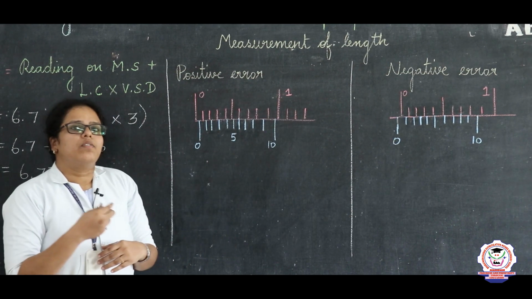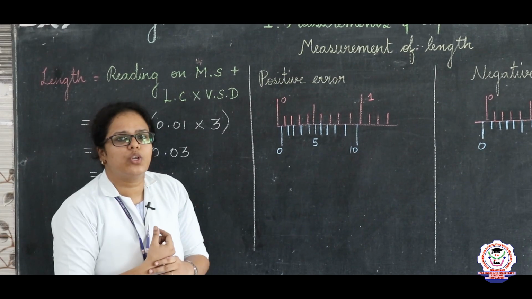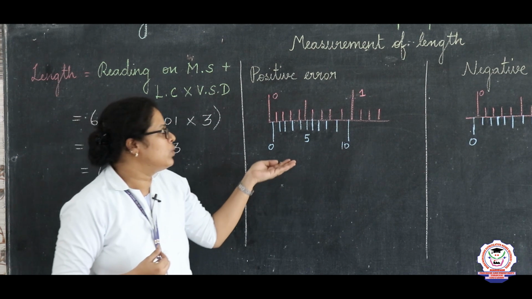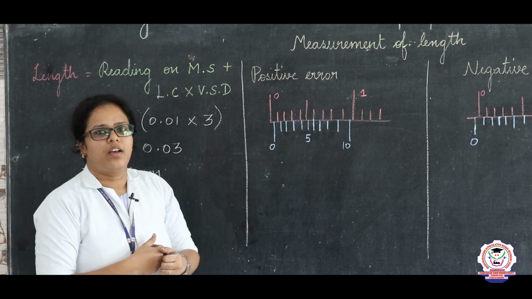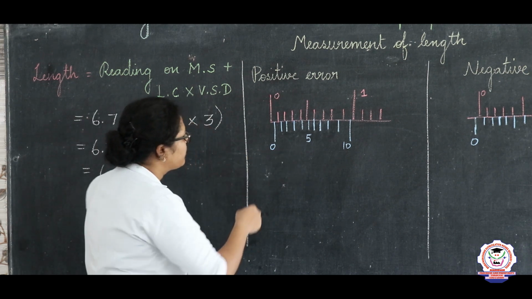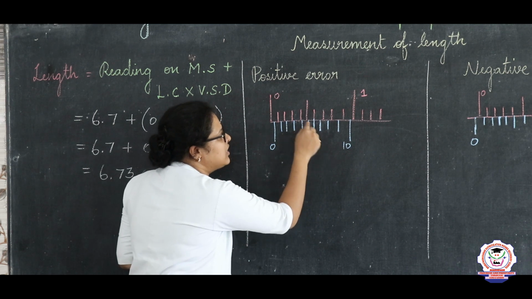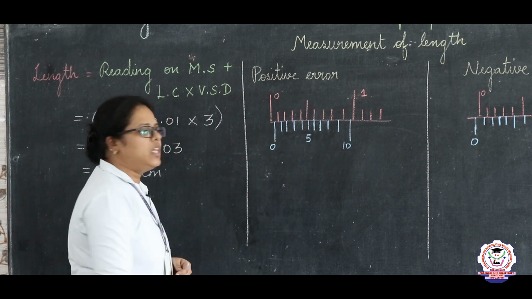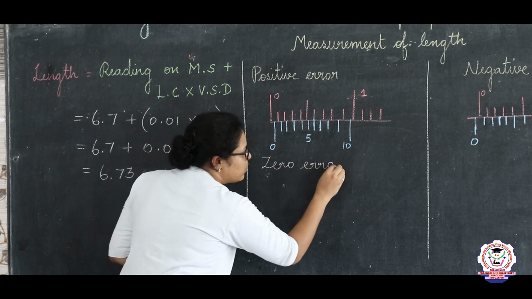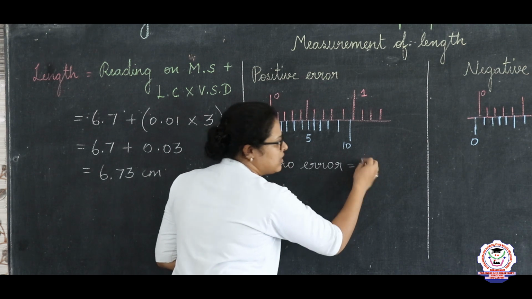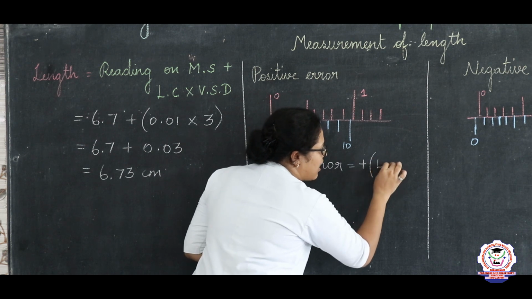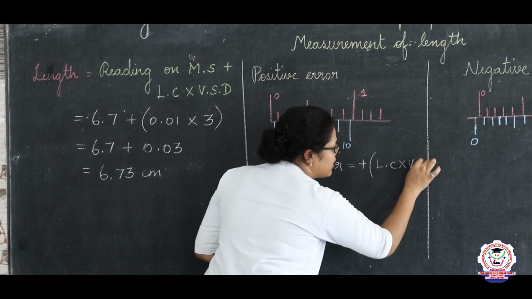What if the vernier caliper has positive or negative zero error? In that case, in order to get a true measurement, we need to make the correction of this error. How to correct this positive error? See, for example, here the sixth division of the vernier is coinciding with the main scale. In this case, I can tell the zero error is positive. I can give the zero error as least count into vernier scale division.